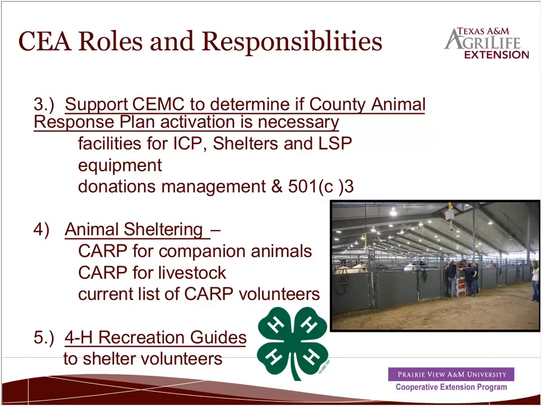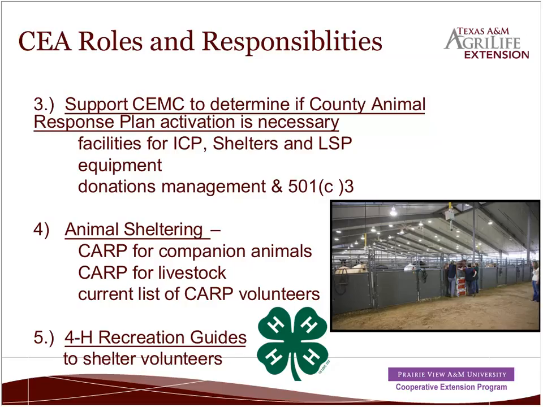What we do ask too is that you and the county establish a plan for donations management for a companion animal shelter or livestock shelter, and establish at the local level not a new 501(c)(3), but a relationship with an existing 501(c)(3) organization that could serve as the receiver and the receipt writer for the donations to the livestock response effort or the companion animal response effort.